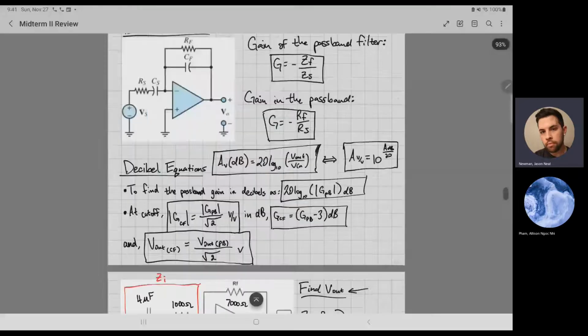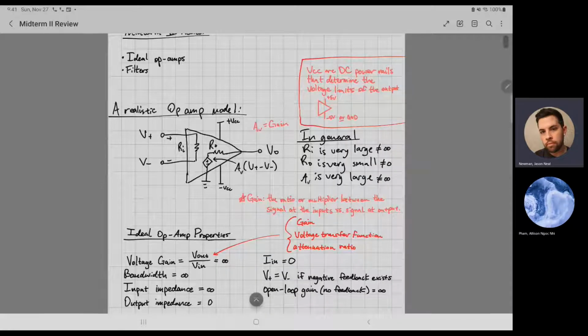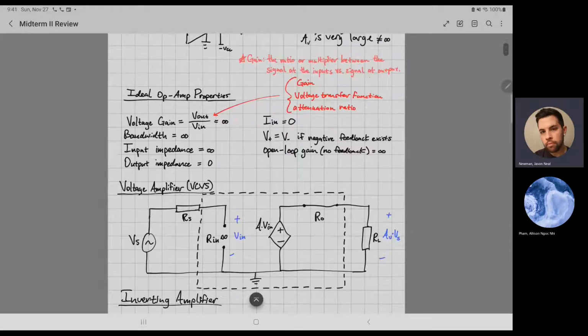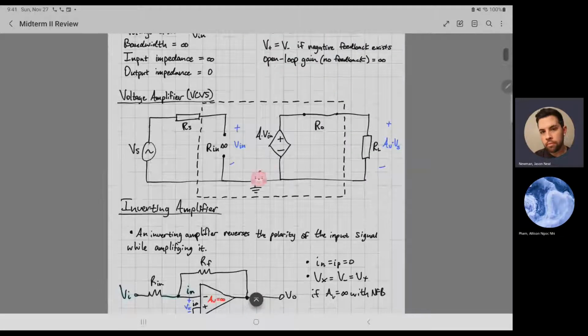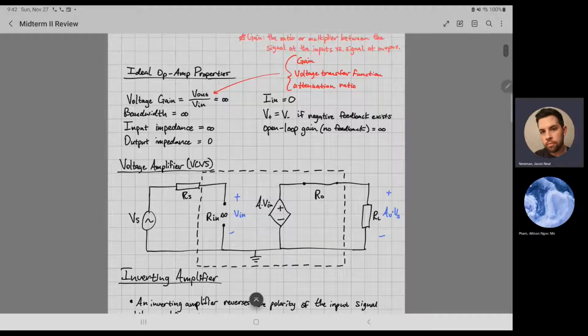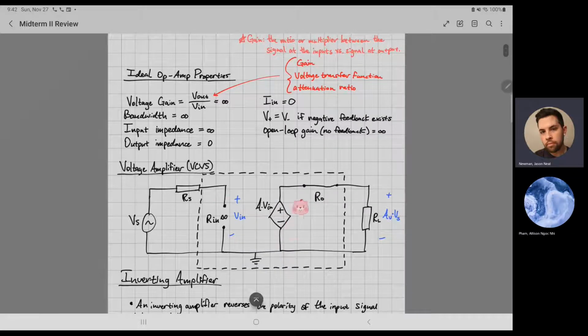Second midterm review, I'm just going to grind through this real quick. It was over ideal op amps and filters. Yeah, so let's just skip through that. Okay, in the second video, I talked about the inside of an op amp and the reason why ideal op amps work the way they do and what's actually going on in here. So if you didn't get to catch that and you want to know, just go watch that video.